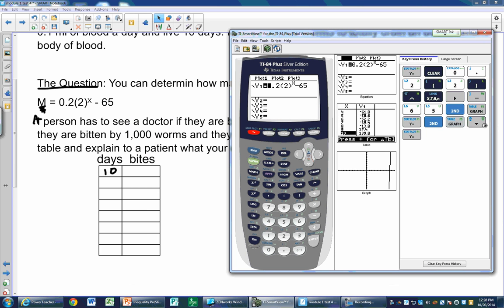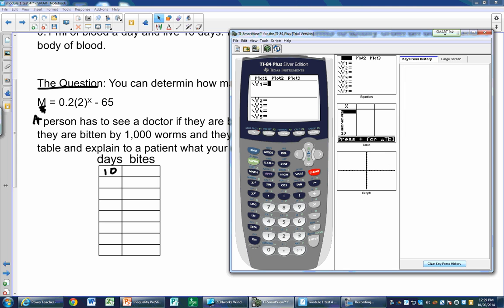And we can type in the equation. Now let me show you how to type in the equation one more time. First thing you do is 0.2, sorry. You can put the parentheses in. Then you put a 2, close your parenthesis.